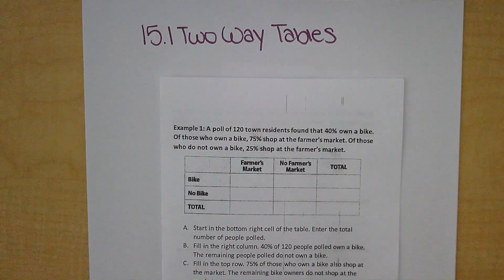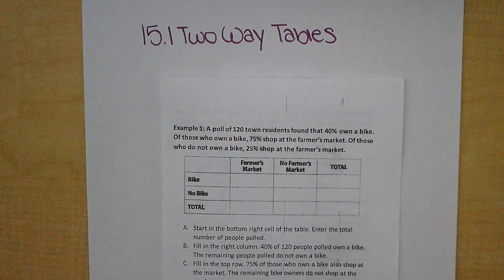Our first example here says a poll of 120 town residents found that 40% own a bike. Of those who own a bike, 75% shop at a farmer's market, and of those who do not own a bike, 25% shop at a farmer's market. And we have to fill in the information in the two-way table.